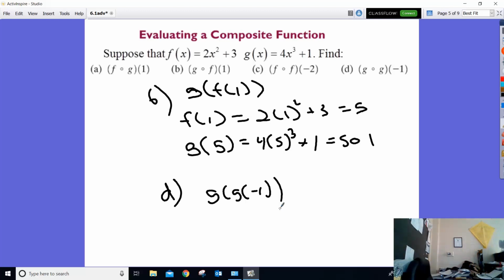What'd you guys get for G of negative 1? Negative 3? Negative 3 is correct. Brenton found G of negative 1 to be negative 3. We're just going to replace that. So now we're searching G of negative 3.